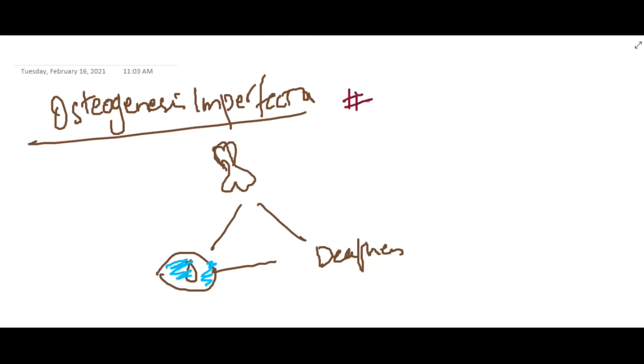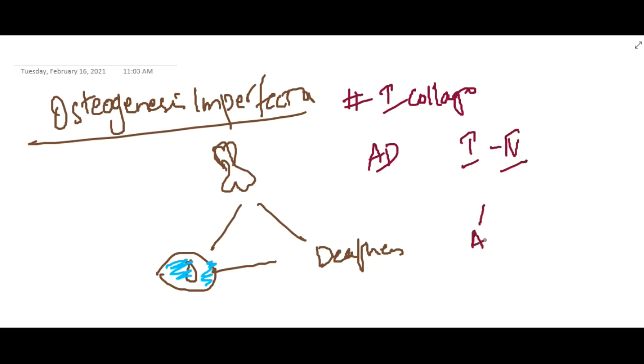Here the defect is in type 1 collagen, and it is autosomal dominant inheritance, and here we see hyperextensible joints, and we have type 1 to type 4 osteogenesis imperfecta, which are again divided. Each of them is divided into type A and type B.